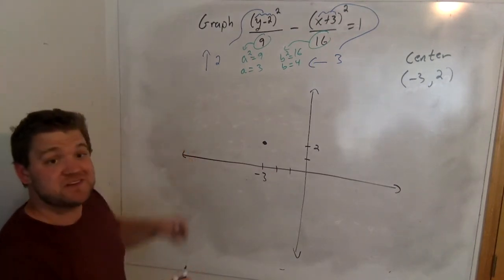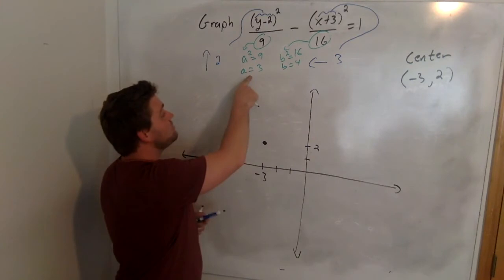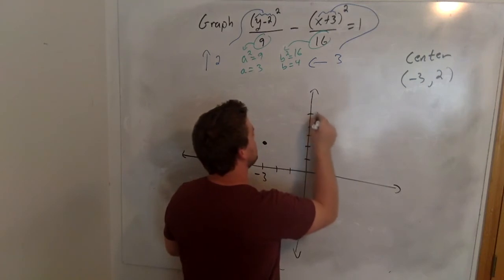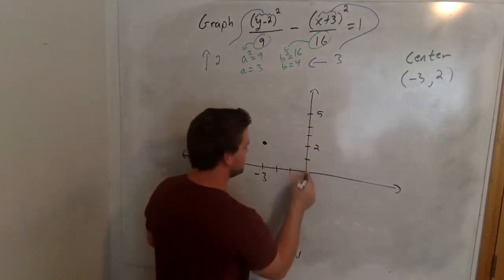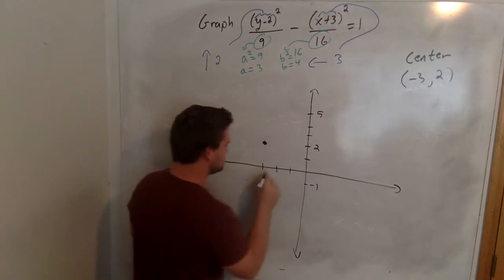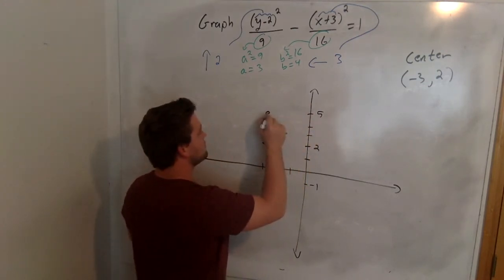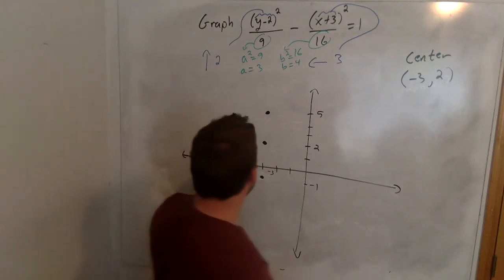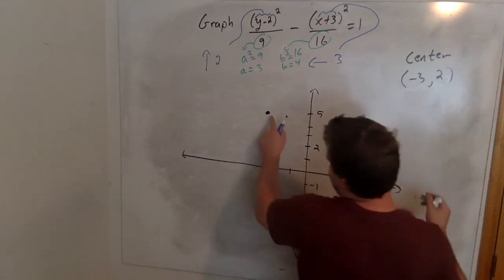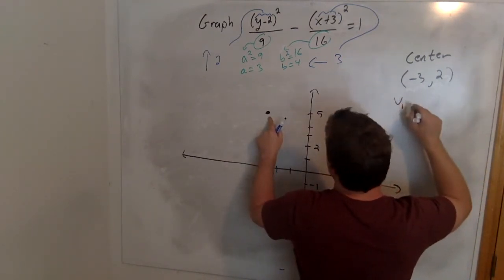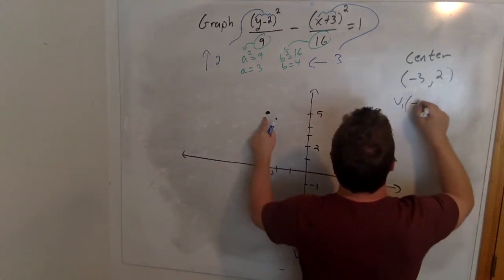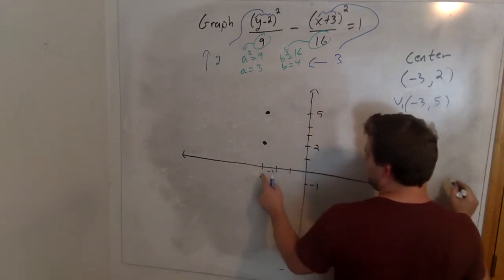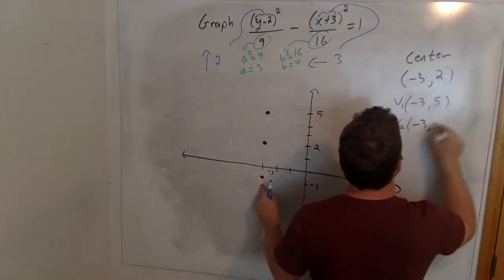Okay, since it's facing up and down, we'll go up 3 units and down 3 units from our center. So going up 3 units, 2, so we'll be at 5. And now we'll go down 3 units. We'll be at -1. Okay, so this will be the coordinates of one of our vertices, and this will be the coordinates of the other one. It doesn't really matter how we label these. Let's call this V1. So one of our vertices will be at coordinates -3, 5. And this vertex here, we'll call it V2, will be at -3, -1.